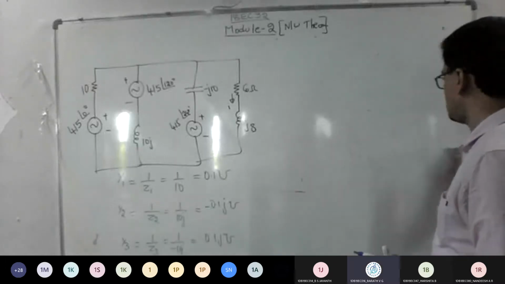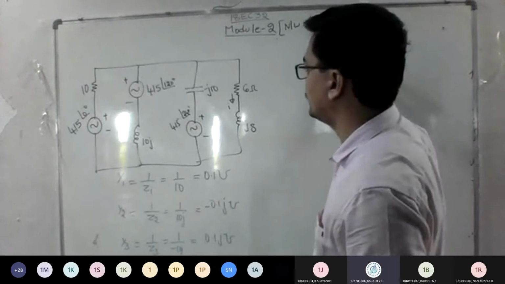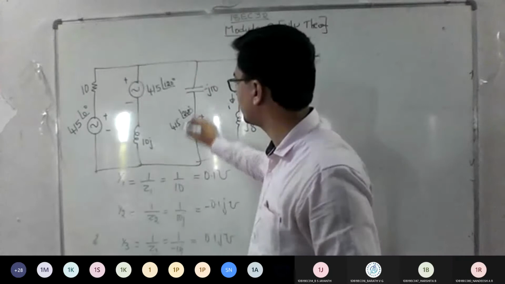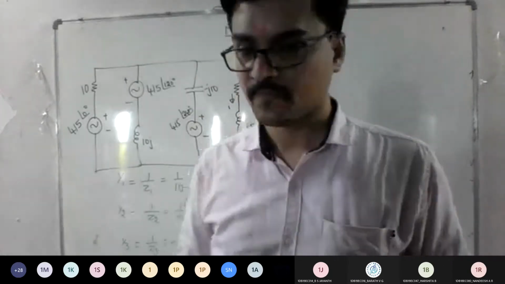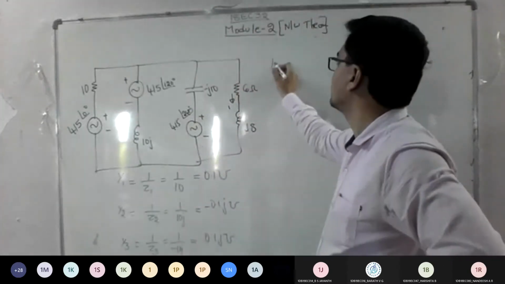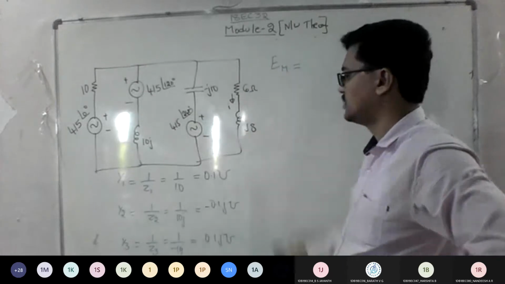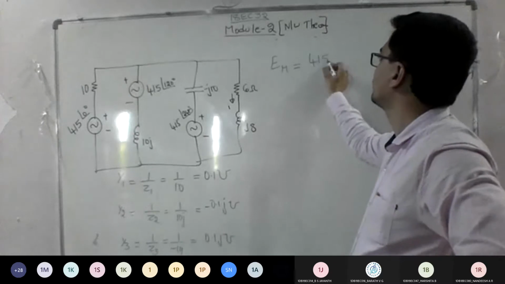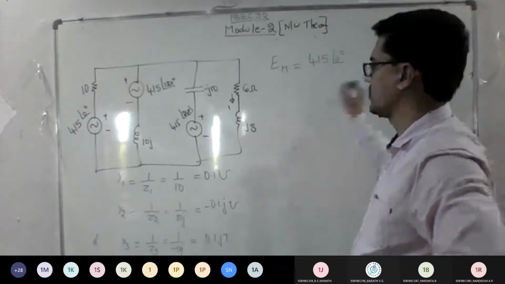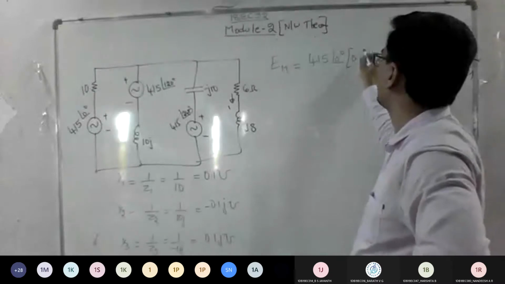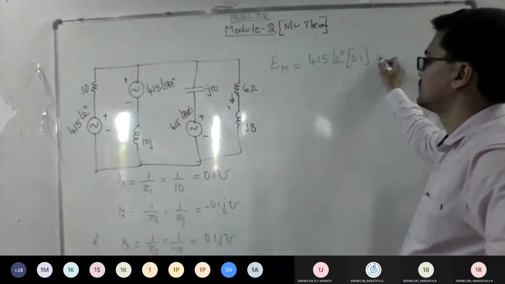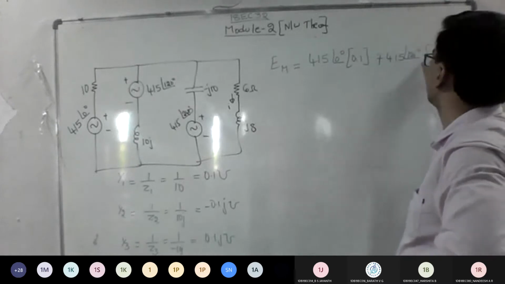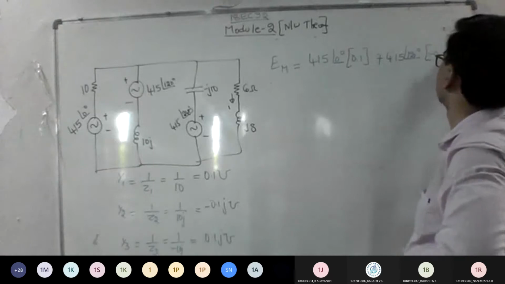What is the value of E3? 415 at an angle 240 degrees. So just dump that in and tell me what is EM. Write the formula: E1 is 415 at an angle 0 degrees multiplied with 0.1, plus 415 at an angle 120 degrees multiplied with minus 0.1j.